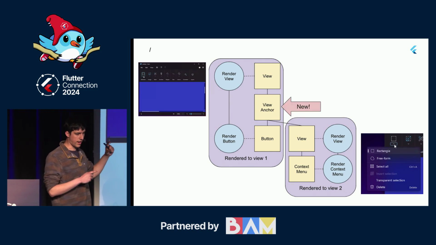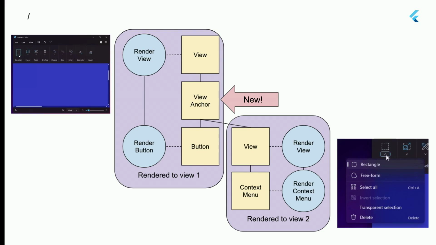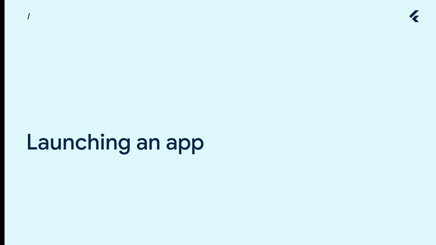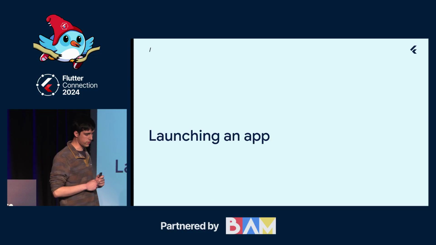So on the top left, I have my main application window. And then at the bottom right is the window for my context menu. And then the parent-child relationship is established using my view anchor widget. Great. So those are all the new low-level widgets that we've introduced. Next, let's look at how you can launch an application in Flutter.